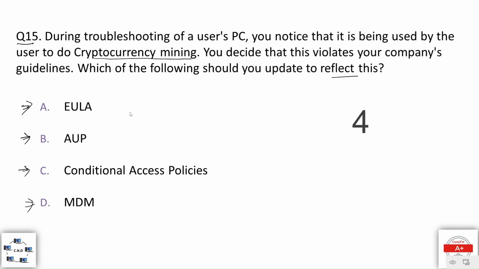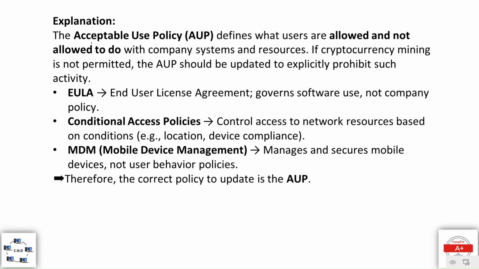And the correct option is, so you, I think, already have guessed the correct option, and it is option B, Acceptable Use Policy. So the acceptable use policy, that is AUP, defines what users are allowed and not allowed to do with company systems and resources such as devices and laptops. If cryptocurrency mining is not permitted, the AUP should be updated to explicitly prohibit such activity.